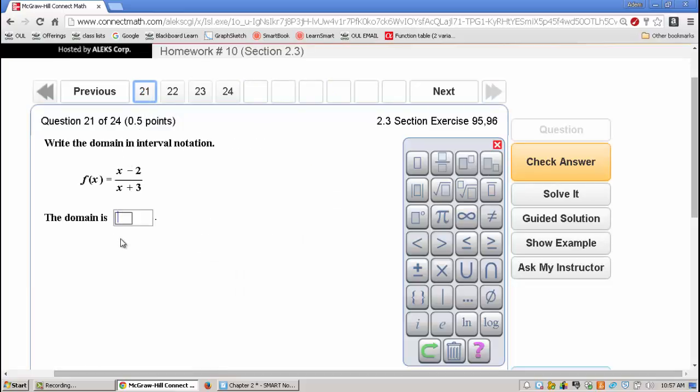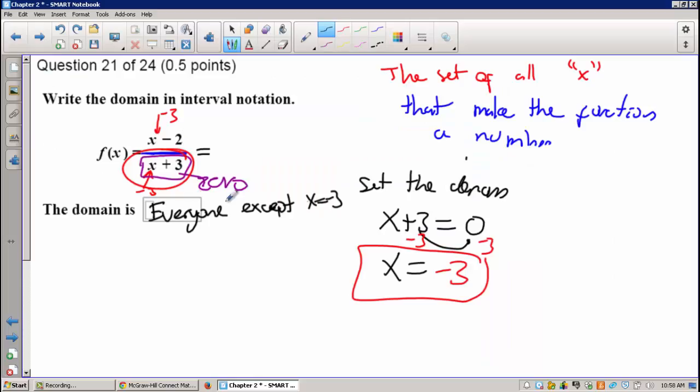No, I don't believe we can. So what do we need to enter here? Oh, look what it says. Interval notation. It says, do not give me this, give me something in intervals.